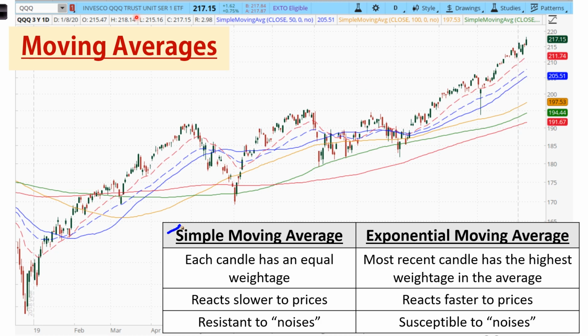The simple moving average, as the name suggests, is just a simple average of closing prices, and each candle has an equal weightage to the average. It reacts slower and therefore is less resistant to noise in the market. So as an investor, I rely mainly on the 50, the 100 not so much, the 150 and the 200-day simple moving average. And as for the exponential moving average, the latest candle has the highest weightage in the average. I normally use this for trading, and I have a totally different way of determining trends using EMA while trading. More of this will be shared in future videos.